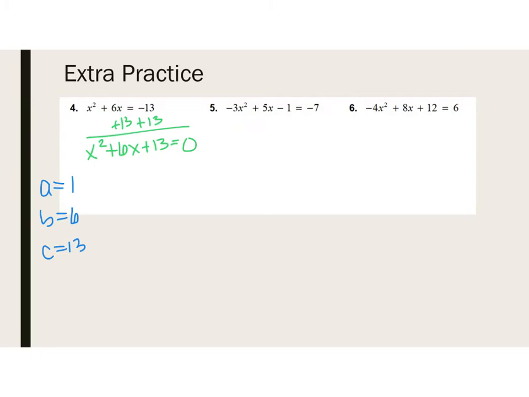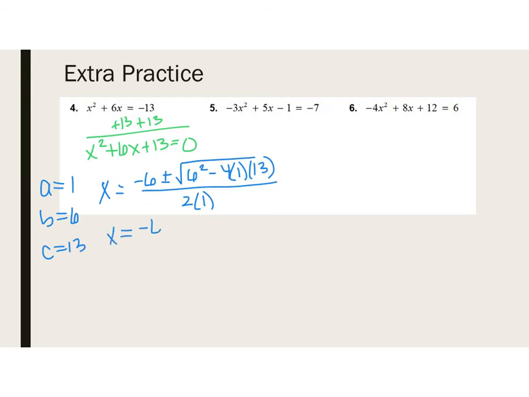Following that, we're going to plug that into the quadratic formula. So x equals negative b plus or minus the square root of b squared minus 4 times a times c all over 2 times a. And then as I start simplifying, I have negative 6 plus or minus the square root.